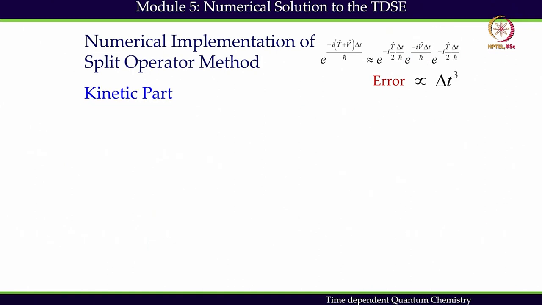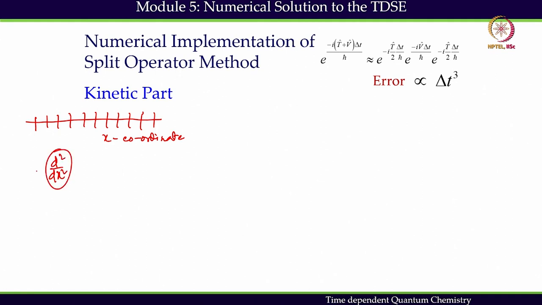What about the kinetic energy part? For the kinetic energy part, we have to employ a certain trick here. And what is the issue? The issue is that in the position space grid, where we have x coordinate, we have seen that the kinetic energy is a derivative operator. For the evaluation of the derivative operator, in module 4, we have used the finite difference method to represent this derivative operator.